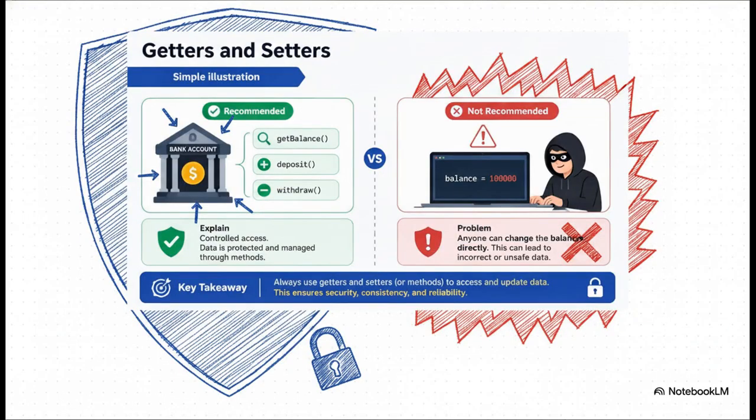Well, how do we actually interact with that private data safely then? The standard approach uses controlled access through very specific methods called getters and setters. Need to see the balance? You use a getter, like getBalance. Need to update it? You use a specific setter method that checks the rules first. If data isn't kept private, malicious or just plain sloppy code could simply write balance equals 1 million directly into the system. Encapsulation forces everyone to play by the rules.